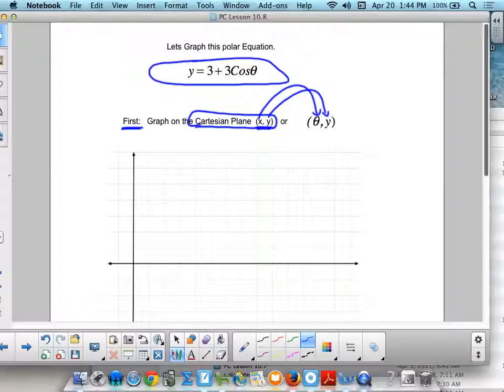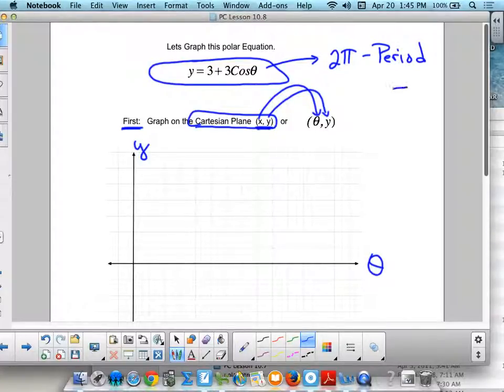So can I give you 30 seconds? Can you graph this on the Cartesian system? Theta there, y here. Oh, sorry. Guys, I gotta tell you something. Stop. What's the period? 2 pi is the period, right? Okay, don't go on.